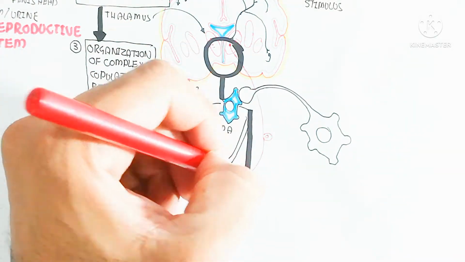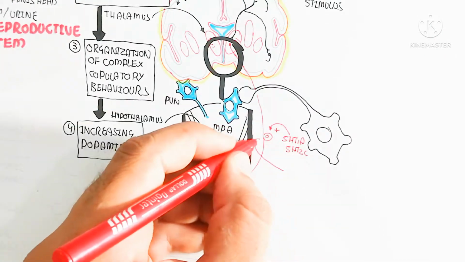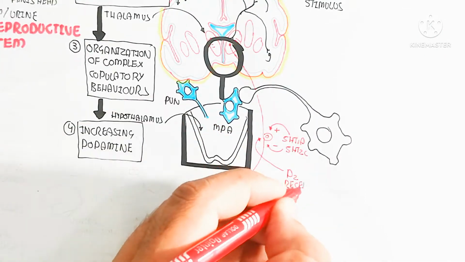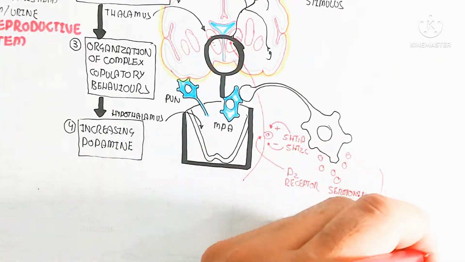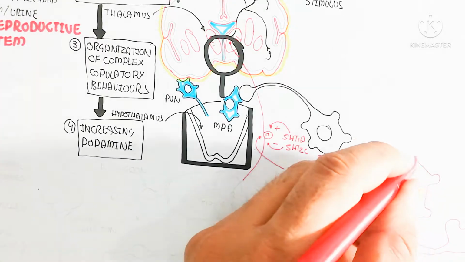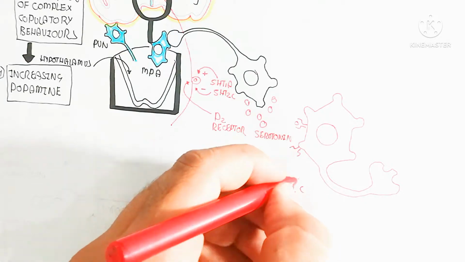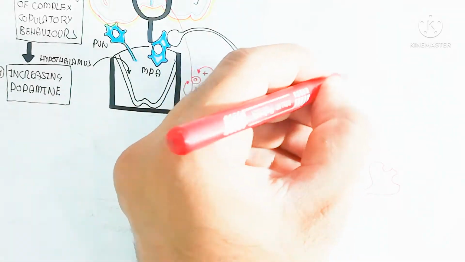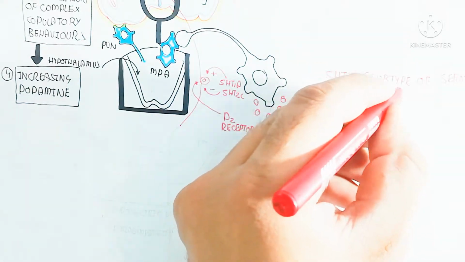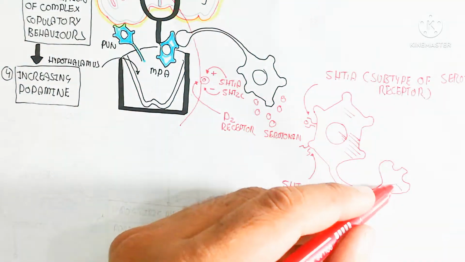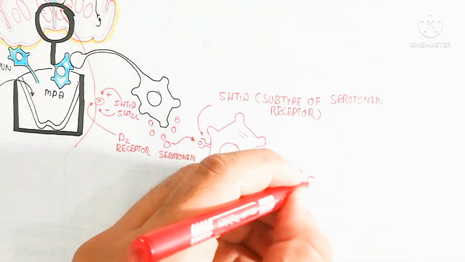5HT2C will inhibit with the D2 receptor, while 5HT1A releases dopamine that will bind with the D2 receptor, while 5HT2C will inhibit to decrease the dopamine. So remember, the neuron will release serotonin first. After this, serotonin will bind with the 5HT2C receptor, and after the binding, it will trigger the production of dopamine in the brain.